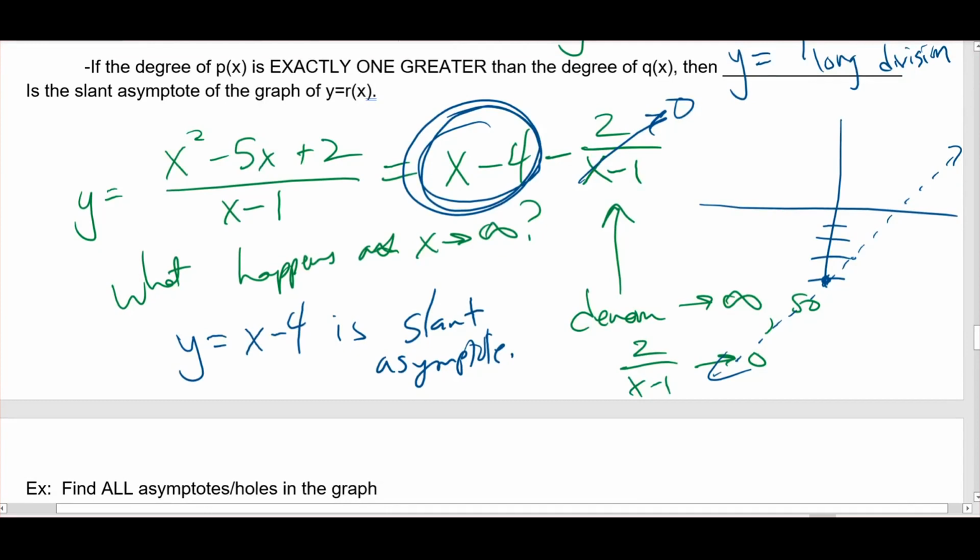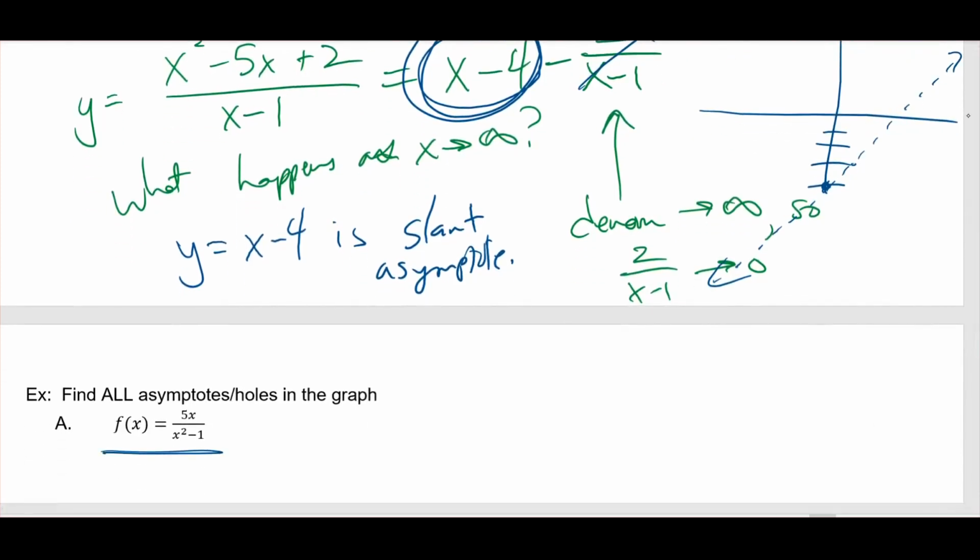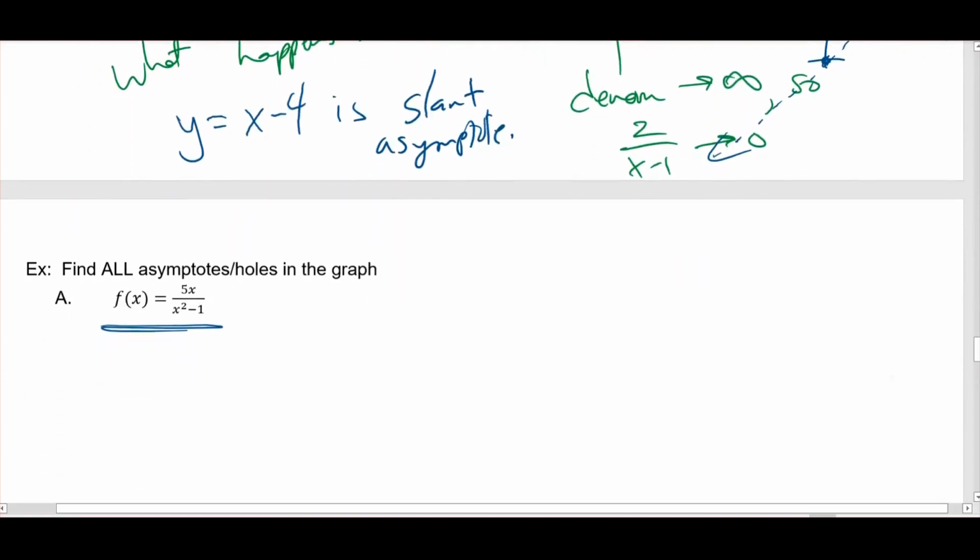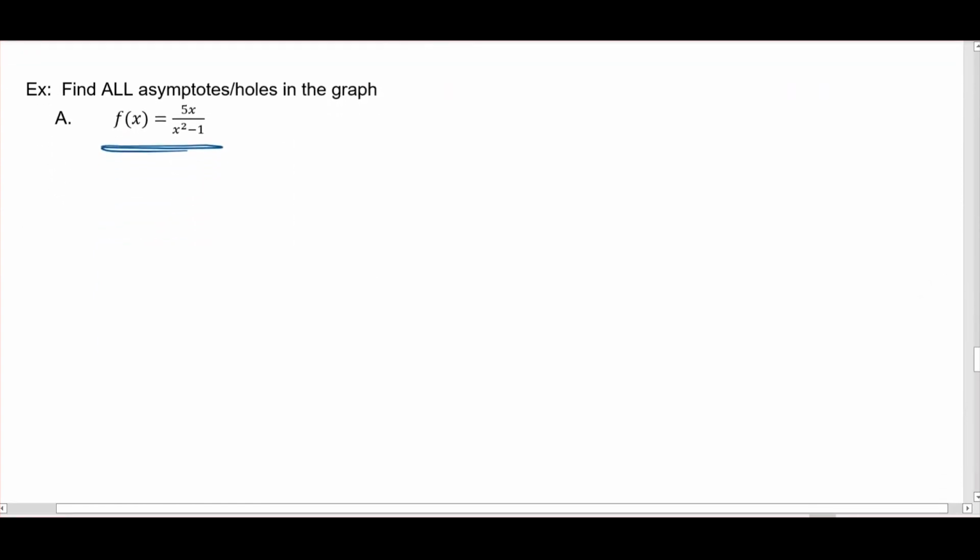Hopefully when we start putting all the pieces together all at once, it'll kind of click, because it's sort of weird to talk about each individual feature of the graph individually, right? Because it all goes together. So as much as we can, let's try to put everything together here. So we want all asymptotes. Well, good. That's exactly what we're doing. So we want all asymptotes and all the holes in the graph.